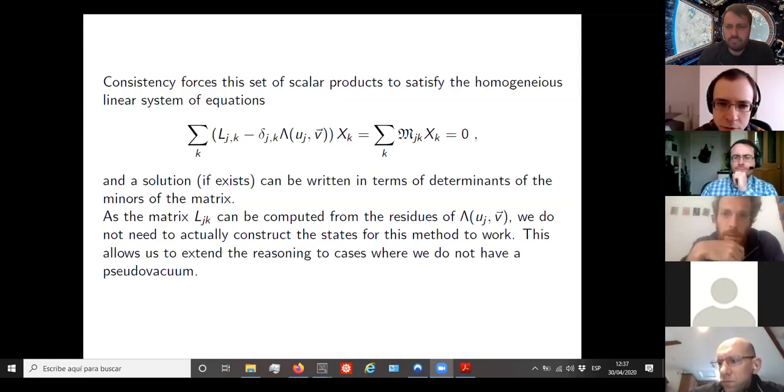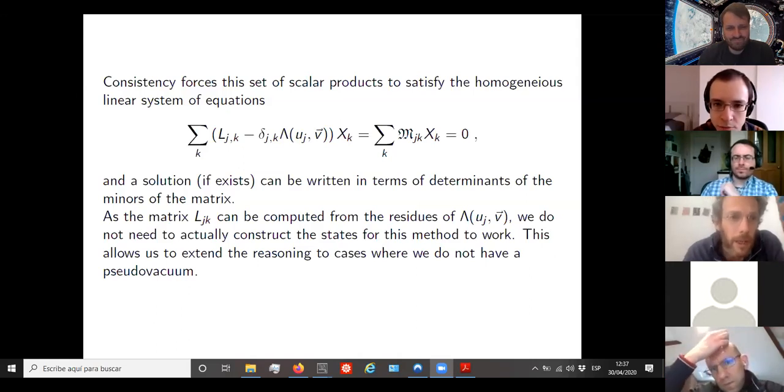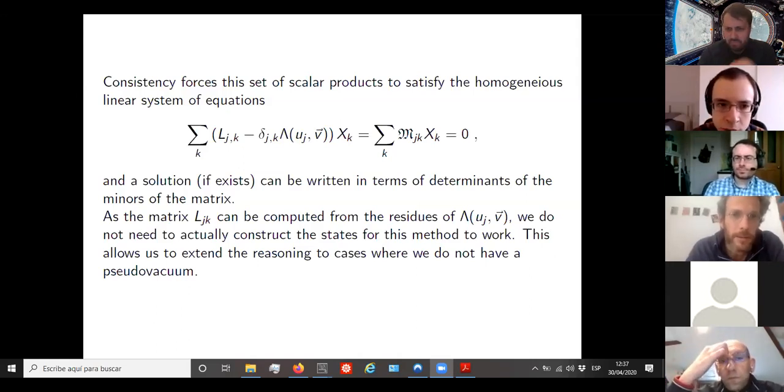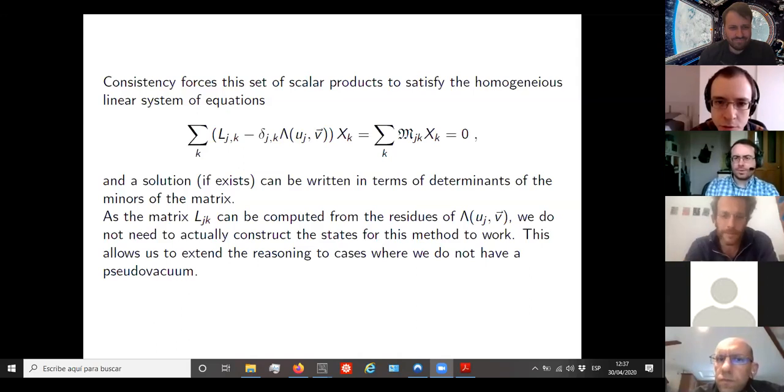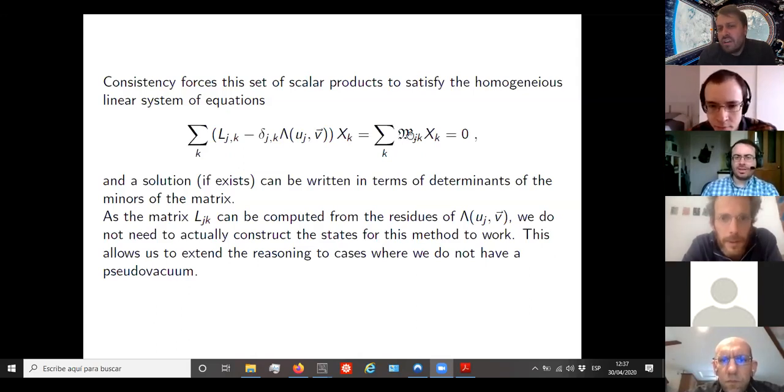But wait, it's a bit confusing. If you say it's one solution and the system is homogeneous, then the solution has to be zero. No, the determinant of the matrix should be zero. Okay, I see. And then the rank should be n. One solution is a one-dimensional space of solutions. A small comment: this matrix is n+1 times n+1. Yeah, yes.